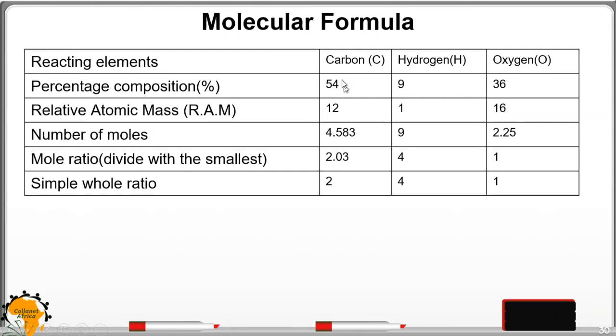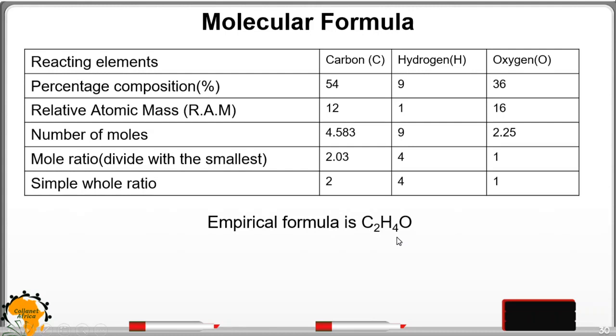Therefore, number of moles: you divide 54 by 12 to get this one. 9 divided by 1, you get 9. 36 divided by 16, you get 2.25. This is the smallest value, so you divide all through by this value to get 1, 4 and 2.03. You ignore the 3 by rounding off to the nearest whole number. So the empirical formula will be C2H4O1. So that is the empirical formula.